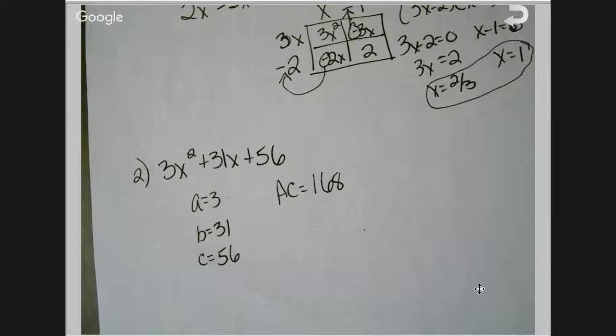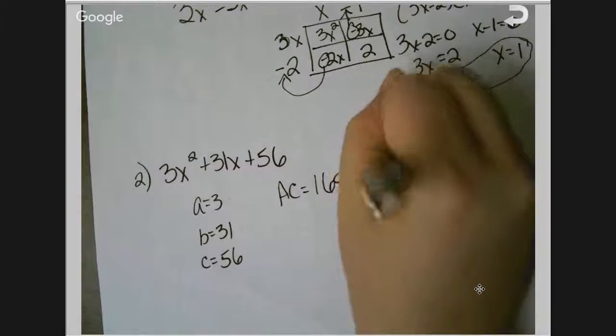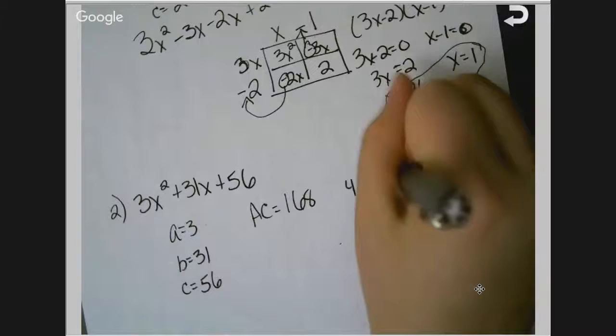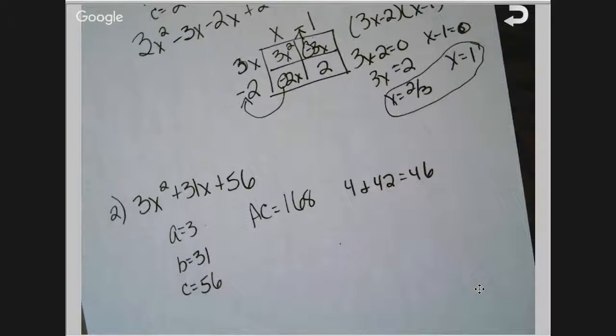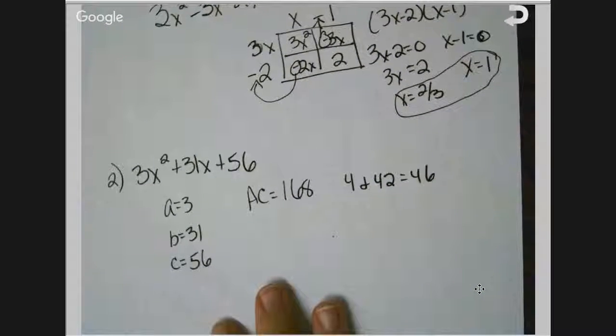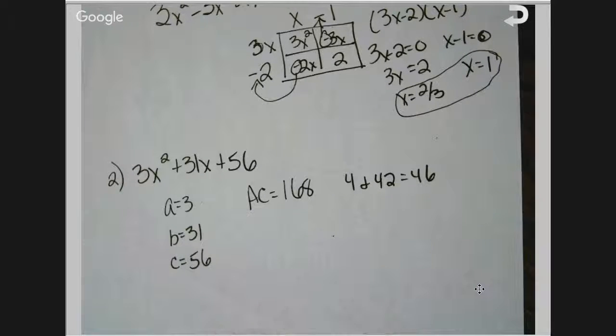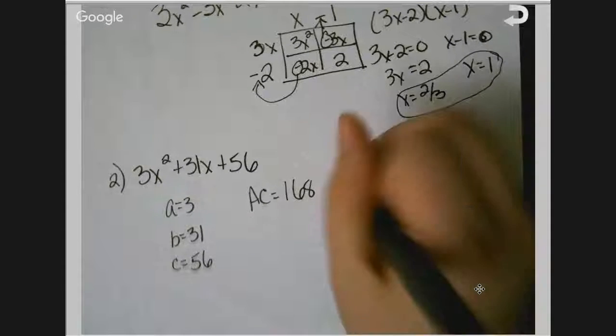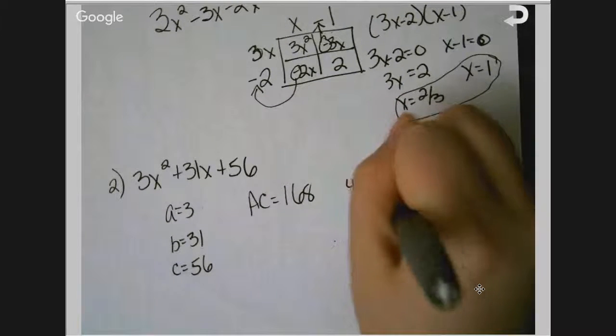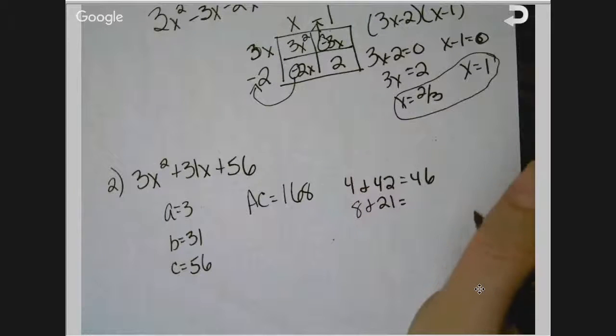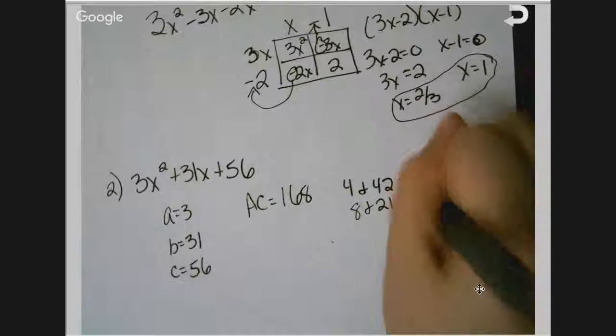You can start with dividing by 4, which would be 4 and 42, but that's still going to give me a 46 if I add them. So right now I have 4 and 42, which is 46 if I added them. So I know that's not going to work, still too high. Then I say, okay, well, if it's divided by 4, maybe it's also divided by 8. Okay, so 8 and 21. It's 29.